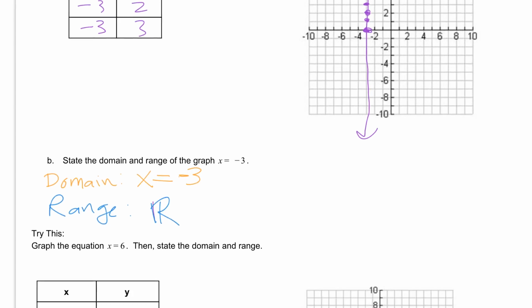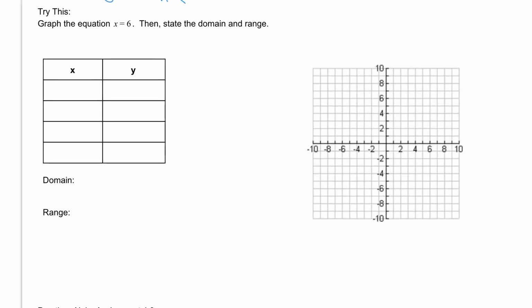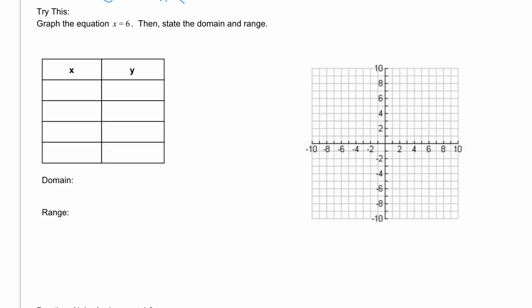Now I would like you to go and do the try this. You can pause it now and unpause it when you're ready to check your answer.